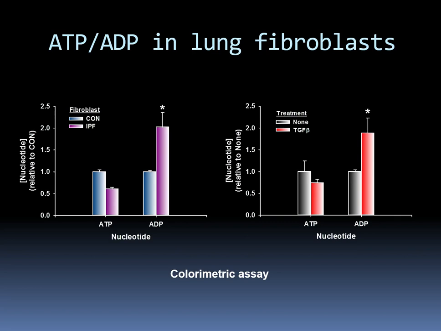To confirm the metabolomic analysis result, we also did a colorimetric assay to test the most changed cofactors, ATP and ADP. The result is consistent with the metabolomic analysis: ATP is decreased in both cells from IPF patients and TGF-beta treated cells, and ADP instead is increased in these cells.